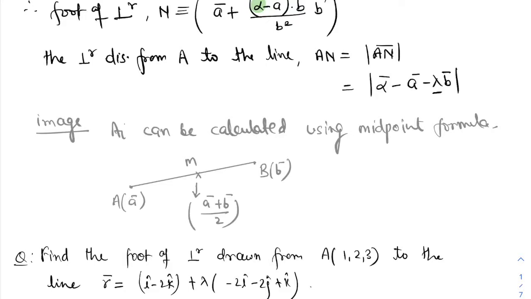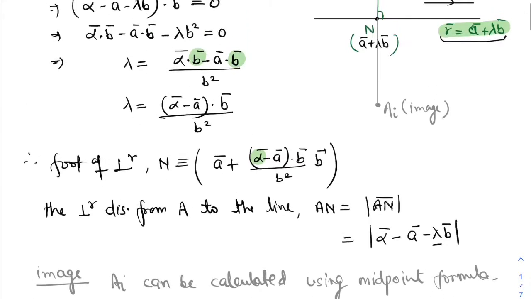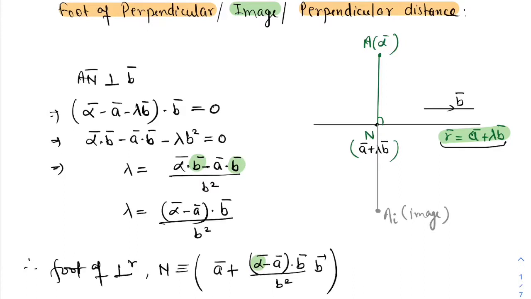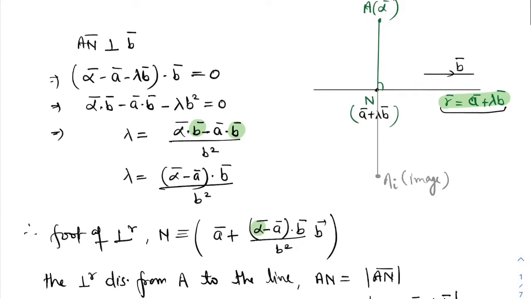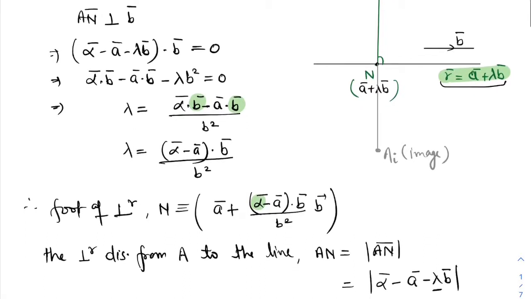So in this manner we can determine these three types of questions: how to find the foot of perpendicular from any given point to a given line, how to determine its image in the line, and how to determine its perpendicular distance from the line. I have written this in vector form. We can also do this in Cartesian form or XYZ form. We will see in some problems.